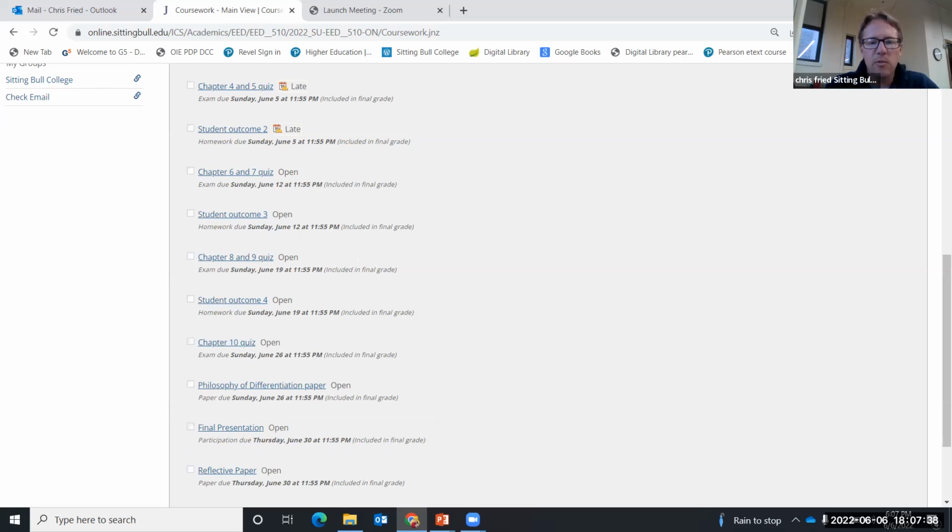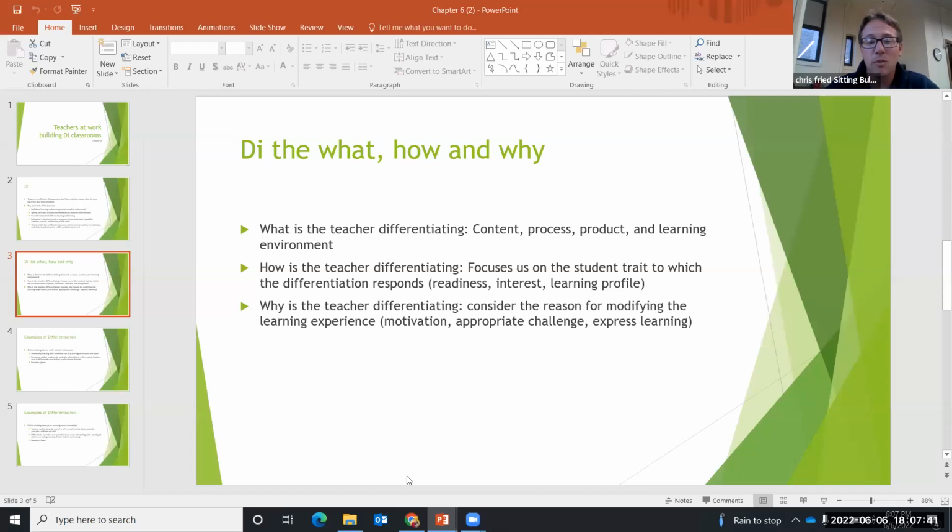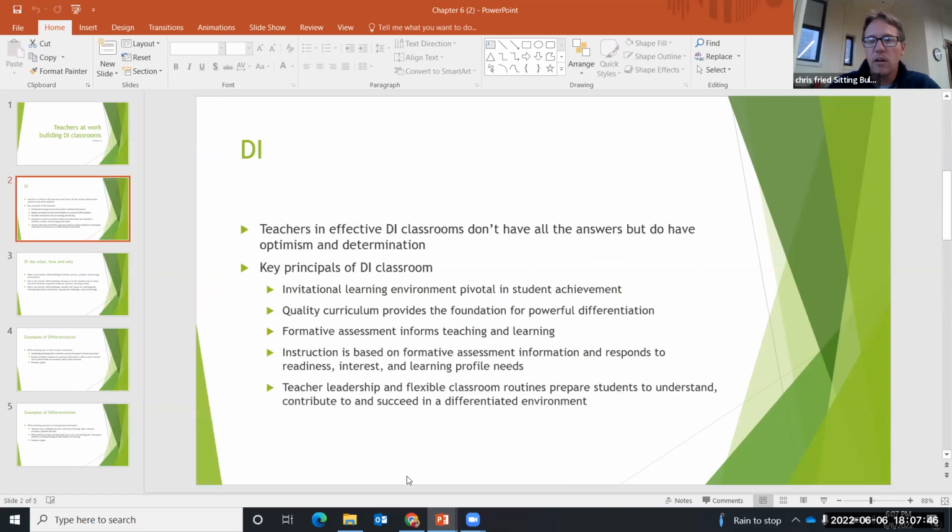So I'm going to touch base on chapters 6 and 7 here a little bit. If you look at the PowerPoint, there's only 5 slides, because there are a lot of examples in the book. Chapter 6 talks about some of the principles of differentiation, and also some examples of things that teachers can and often do differentiate in the classroom. As I'm going through these, if you have questions or examples or want to comment on any of the components, just interrupt me and let me know.